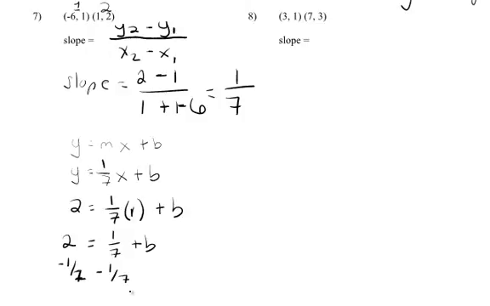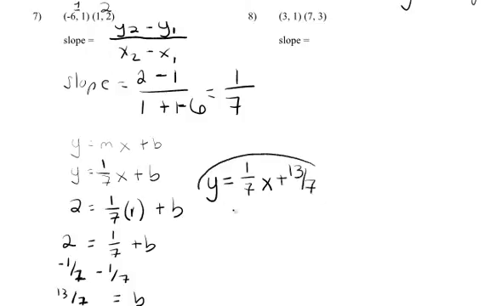So our y-intercept here is going to be what? Well, it's 2 minus 1/7. So 2 minus 1/7 is going to be 13/7. Okay? So now our equation is going to be y equals our slope, which is 1/7x plus 13/7. Okay?